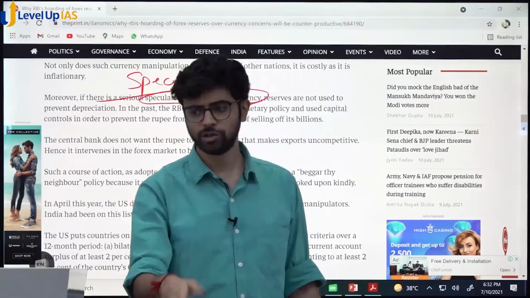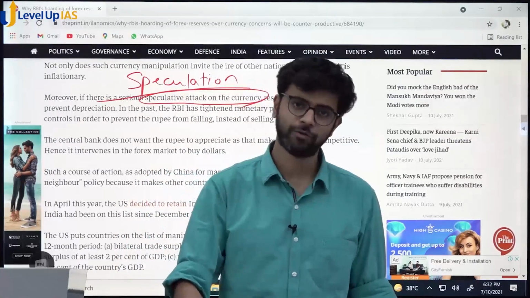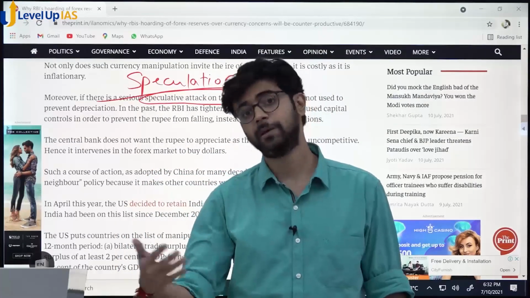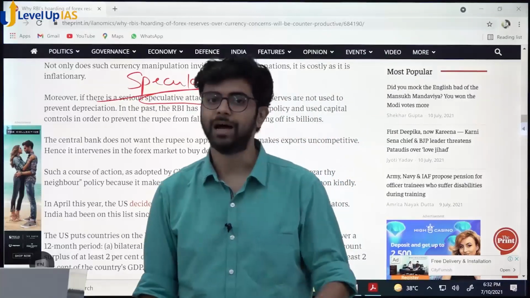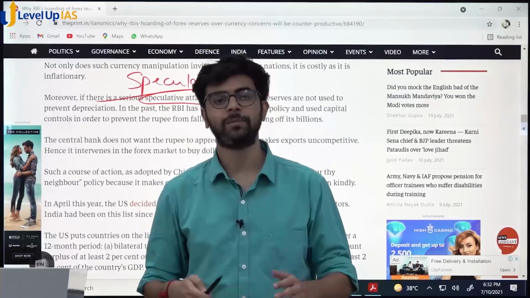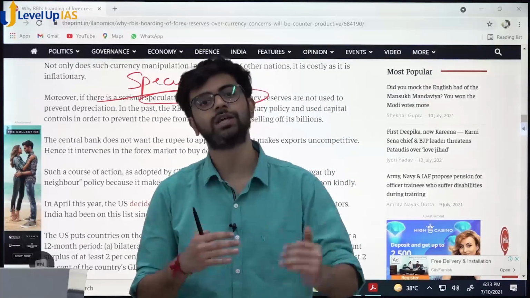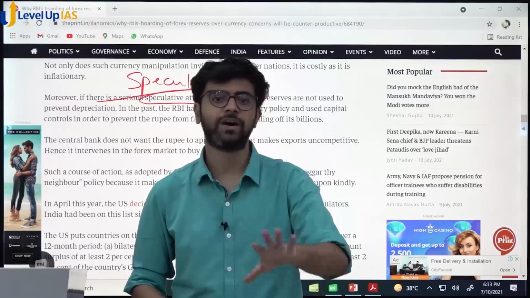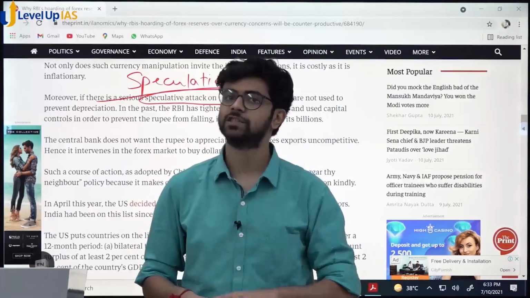Today people are buying dollars, tomorrow they'll sell dollars. Today people are buying rupees, tomorrow they'll sell rupees. Tomorrow they'll buy rupees, today they are selling rupees. So RBI cannot calibrate its policy, or its usage of the forex reserves, so fast or according to the whims and fancies of speculators, right?